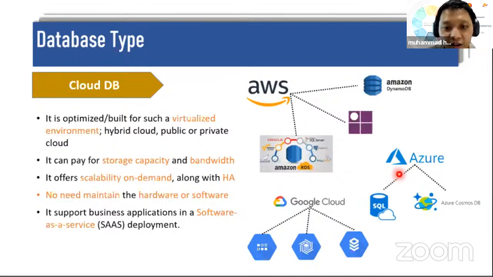And then we can choose the Azure service, where there are SQL Server in the cloud, and there is Azure Cosmos DB, which is for NoSQL DB. So the NoSQL DB in Azure is Azure Cosmos DB. And the last one is Google Cloud. In Google Cloud, there are Google Cloud SQL, Google Cloud Bigtable, and the last one is Datastore.